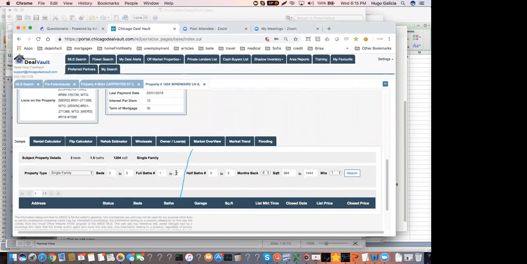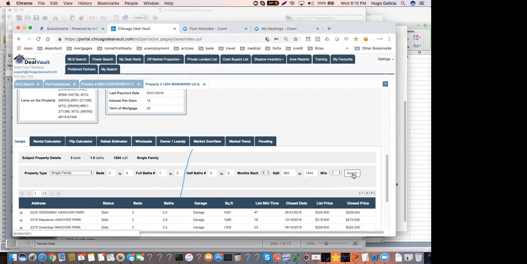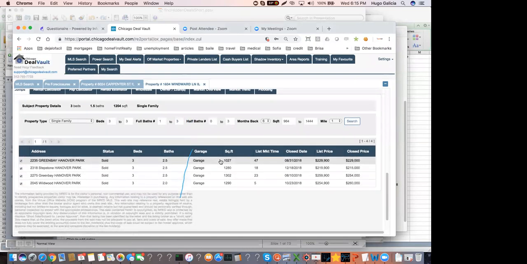Actually, for the bathrooms, we're going to expand these. So I don't want to limit to 1 bathroom. So we're going to go at least 3 bedrooms, maximum 3 bedrooms. And then bathrooms, we can go up to 3 bathrooms. And then, so we found 4 comps that sold in the last 6 months.